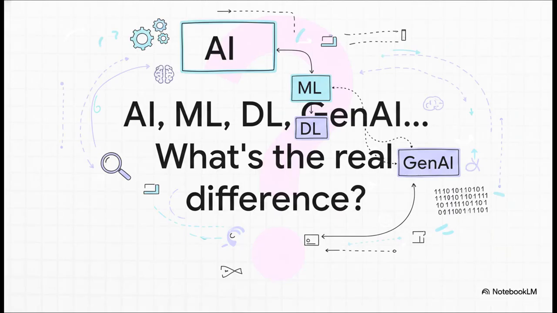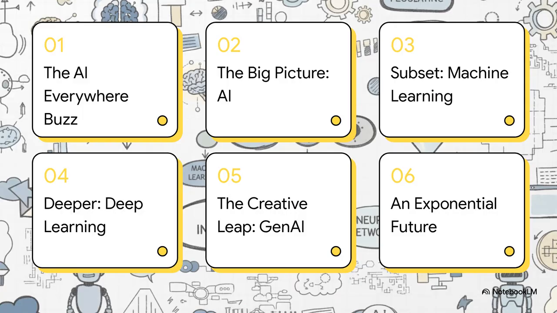Right, that's the big question, isn't it? AI, ML, DL, Gen AI, it feels like a bowl of alphabet soup. They are all connected, for sure, but they are absolutely not interchangeable. So that's what we're going to tackle. We're going to build out a really simple, clear picture to show you exactly how these powerful technologies stack on top of each other.